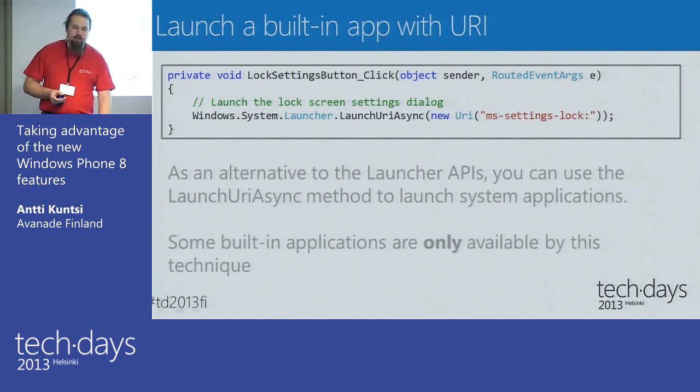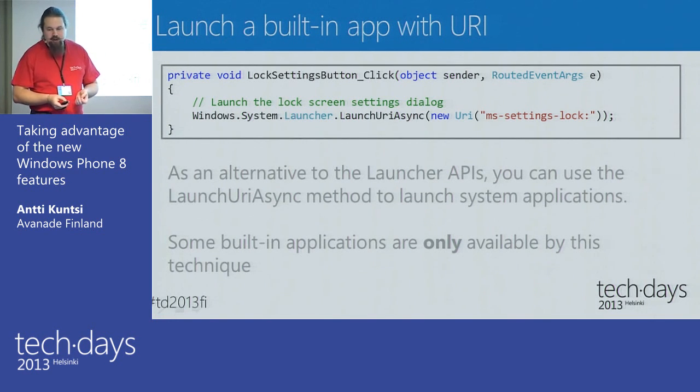You can also launch built-in applications by a URI. So here's an example on settings lock. It's the only way to start some of the built-in applications. There is a large amount of URIs available in dev.windowsphone.com. I'd recommend taking a closer look at those.